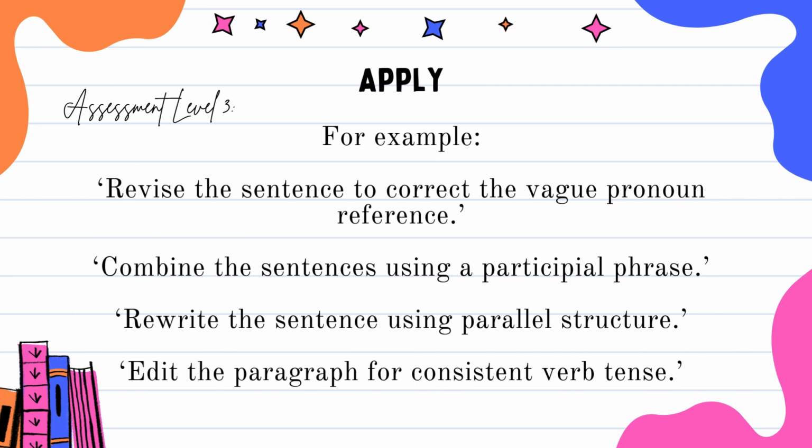The application level is where we really see proficiency. Students may be asked to revise a sentence, combine sentences, edit a paragraph, or apply the skill in their own writing. For example, some test prompts might include: revise the sentence to correct the vague pronoun reference, combine the sentences using a participial phrase, rewrite the sentence using parallel structure, edit the paragraph for consistent verb tense. This level matters because the Georgia standards are not asking students to simply label grammar concepts forever and ever. The standards are asking students to use language effectively as readers, writers, and communicators.